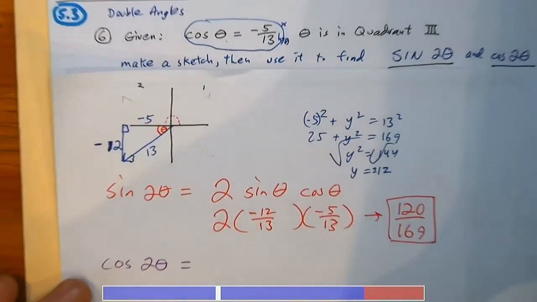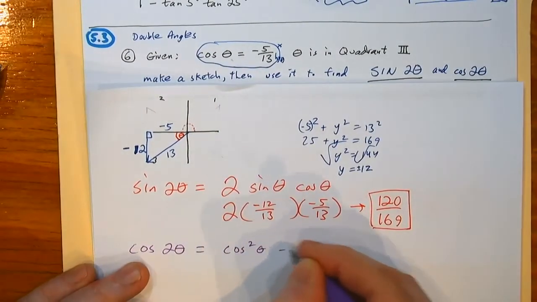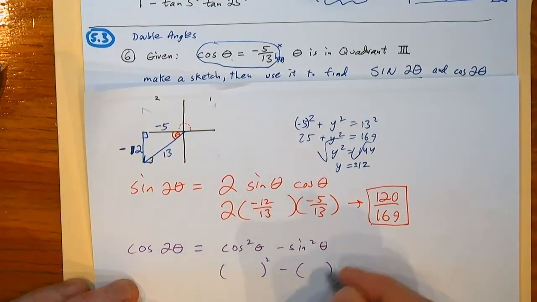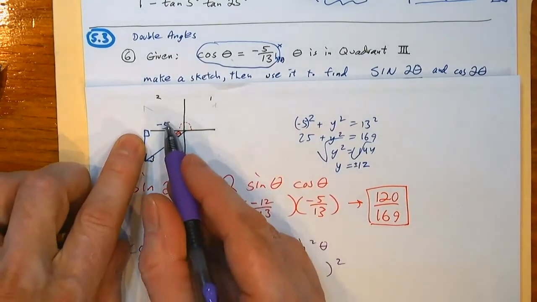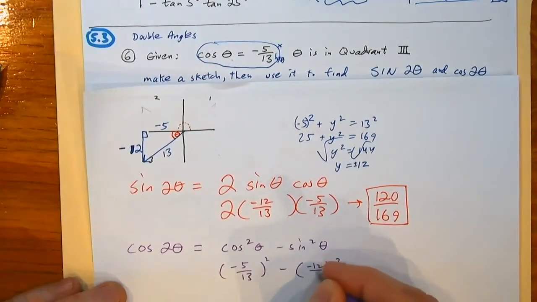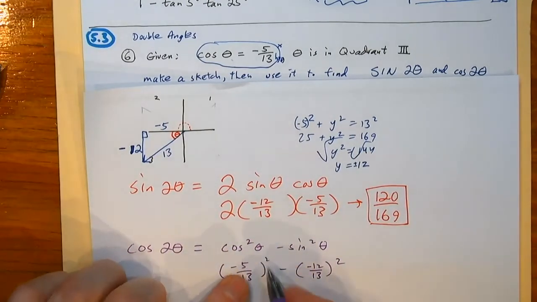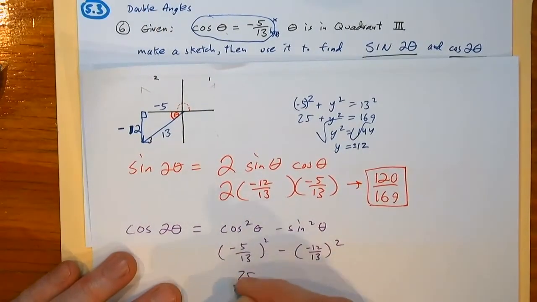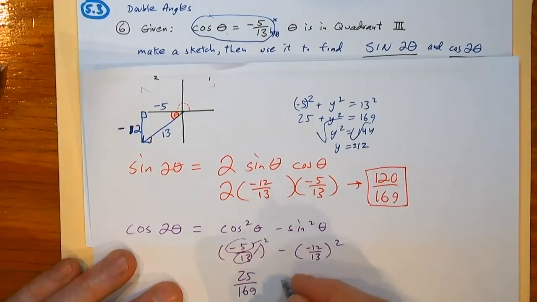Okay, so let's do the cosine of 2 theta, which is the one that says cosine squared theta minus sine squared theta. I'll put in the cosine and the sine. The cosine is once again the adjacent. I can even just peek right there. -5/13. Sine is the opposite, -12/13. When I square a negative, it turns positive. So it's 25/169 because we're squaring both of these. They both get squared. Subtract.